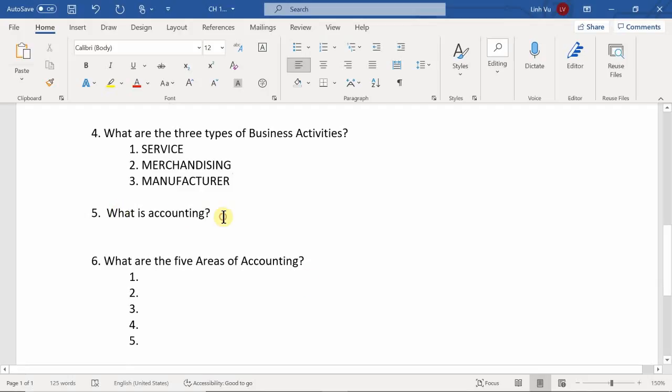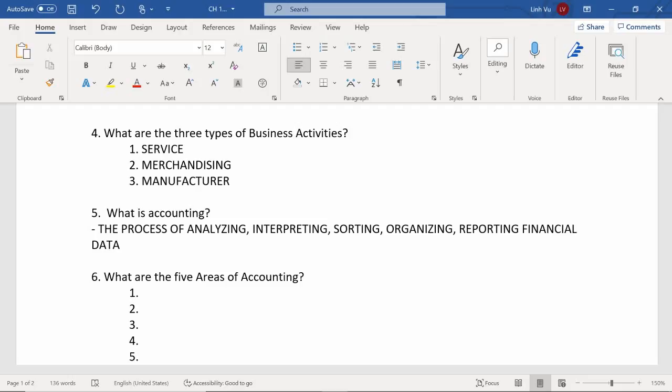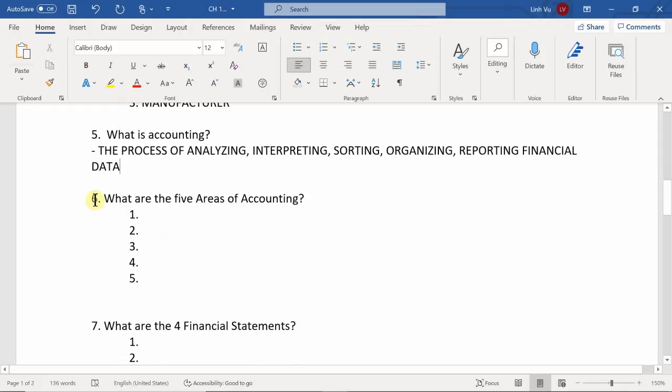Number five, what is accounting? The definition is the systematic process of analyzing, recording, summarizing, reporting, reviewing and interpreting financial information. Anything that has ing, right? Interpreting. Analyzing, sorting, organizing, reporting. Yeah, it's all of that. Financial data, info, transaction, whatever one that you feel. Okay. Good.